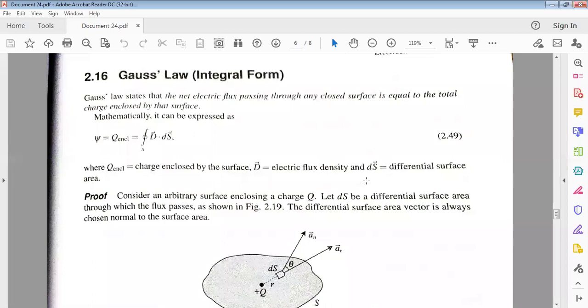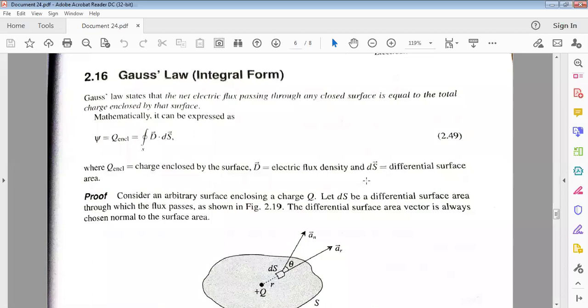Gauss law states that the net electric flux passing through any closed surface, just like the experiment Michael Faraday conducted. That is the statement here, but there is a slight change. This is the integral form, and there is a mathematical notation. The differential form is called point form, and this is the integral form. Two forms are there.